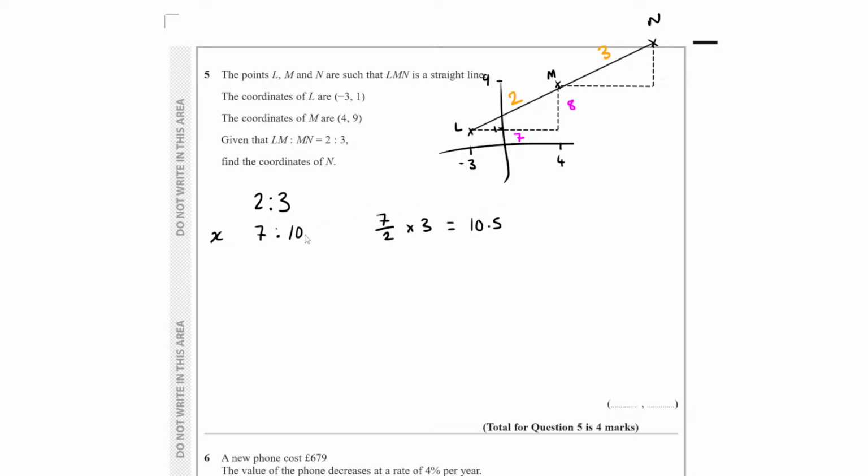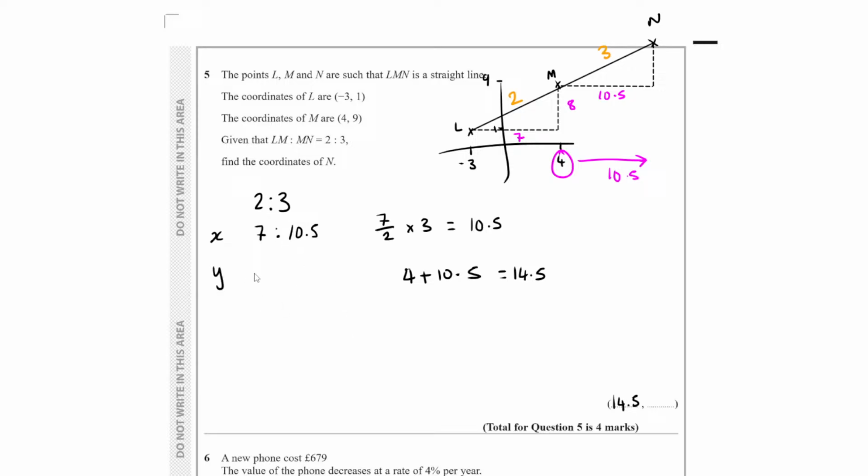If you've got it as a fraction, that's also fine, whatever format you get. So what that means is that from M to N horizontally, I need to add another 10.5. So from M, which you see how the x coordinate is 4, I need to add another 10.5. So the coordinate's not 10.5, it's the distance, isn't it? So I need to add another 10.5, which would give me, obviously, 4 plus 10.5, which is 14.5. So that's the x, okay? I'm just doing them separately, x and y separate. That's the x. I don't know why the space is so small there.